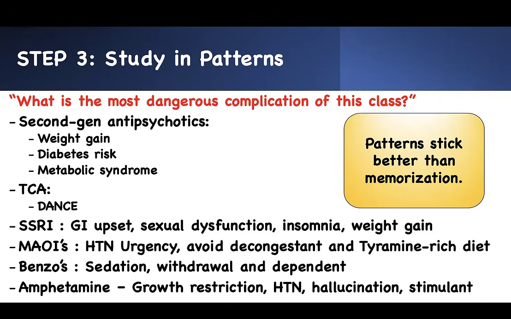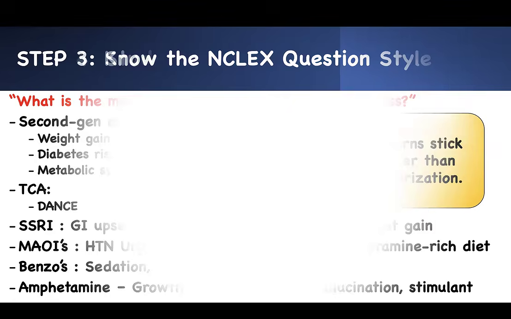And the amphetamines, these are for what? ADHD patients. They are stimulants. In them, you're looking for what? Growth restriction. They are not going to grow. It's an appetite suppressant, but at the same time, it's a stimulant. They have hypertension and hallucinations. So these are patterns you have to see. Say, oh, I remember this is what they do, not the name of the medication.